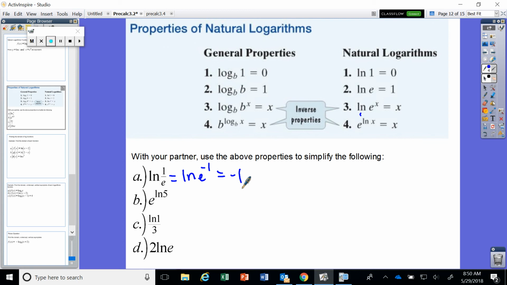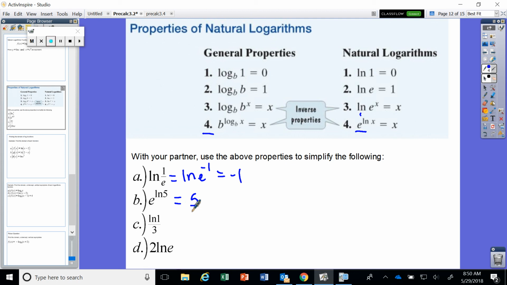What about part B? e to the ln of 5. Remember what this means, right? This is like saying e to the log base e of 5. That's just like our inverse property happening in both our cases in this property 4 that you see up there. So this will equal 5. You still with me? All right.